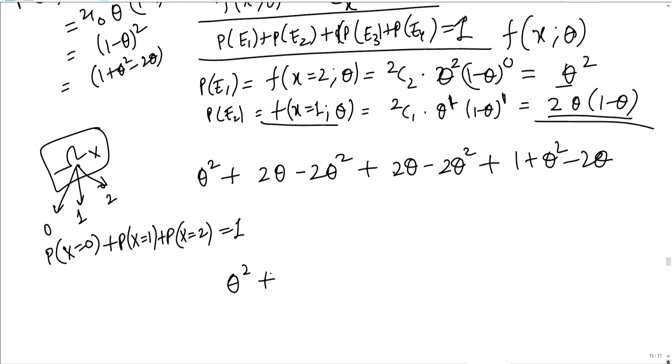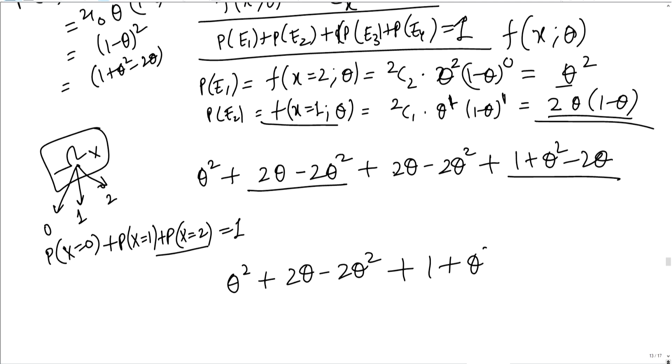So, probability of x equals 0 is given by theta square, x equals 1 is given by this 2 theta minus 2 theta square, and probability of x equals 2 is given by this 1 plus theta square minus 2 theta. So, when we sum them up, these will cancel, the theta term will also cancel and you will get 1. Okay. So, it satisfies the 3 axioms for this sample space omega x, considering this is the new sample space.